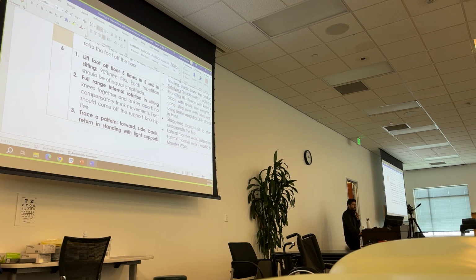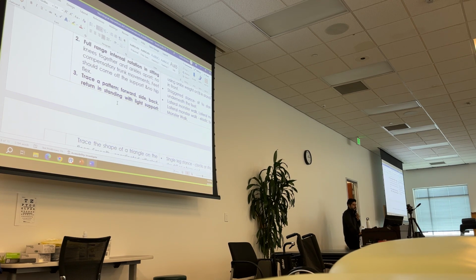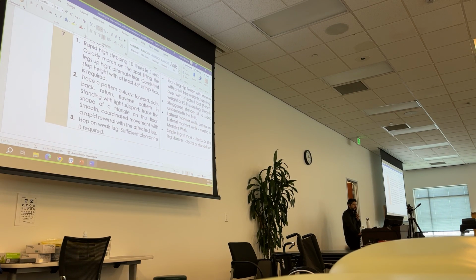Full range internal rotation in sitting. Okay. Internal rotation at the knee. So when they are sitting, the leg rotates in and out. And then forward trace the pattern. Okay, doing something on the floor, doing something with that leg. Okay, and then you would see stage 7.